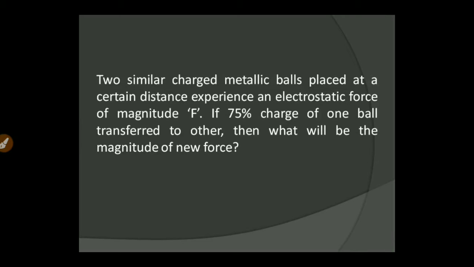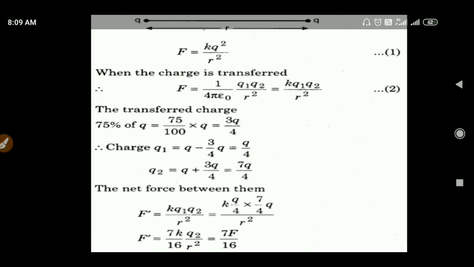Welcome back, class. Today we are going to discuss a very important question which is based upon the redistribution of the charges. So what is the question? Two similar charged metallic balls placed at a certain distance experience an electrostatic force of magnitude F. If 75% charge of one ball is transferred to another, then what will be the magnitude of the new force? So I think the question is quite clear. Now let us see the answer.